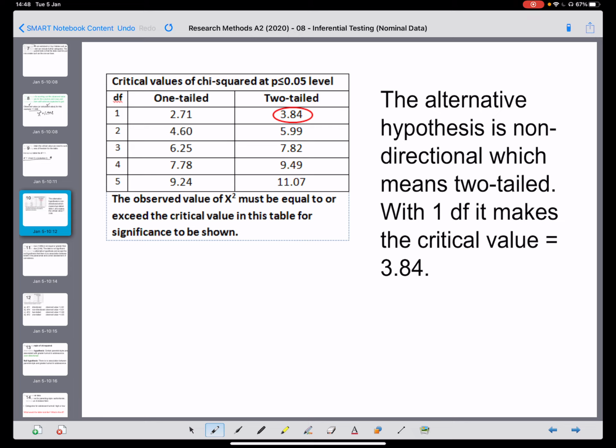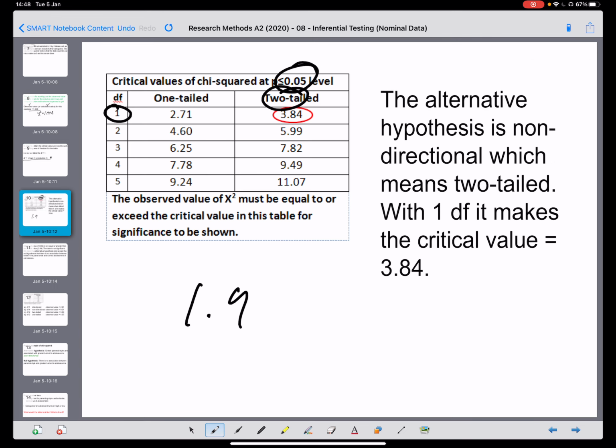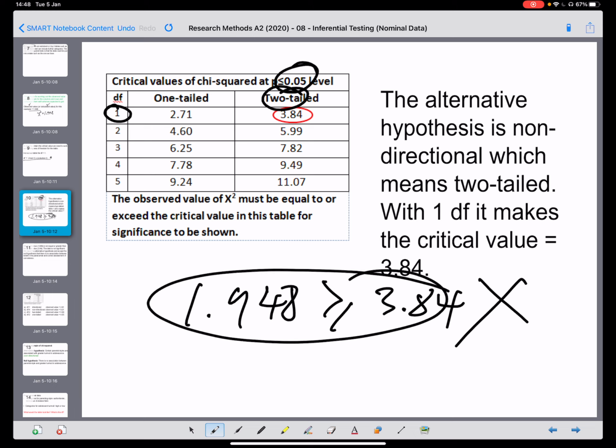And so there we have the similar example of what we've seen previously with the unrelated and related t-tests in terms of a table that has degrees of freedom and the different particular values that we have. Now, based on the information we have about this particular hypothesis, we're testing it at 5%, it's two-tailed, and there was 1 degree of freedom, and so therefore the critical value is 3.84. Following the same process as before, the observed value, which was 1.948, needs to be equal to or greater than 3.84. And in this case, that's obviously not true. And so therefore, it's insignificant.